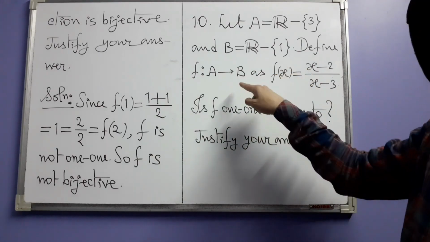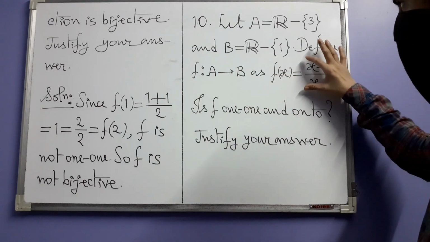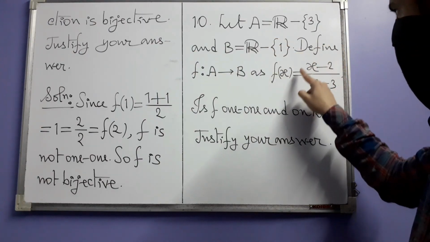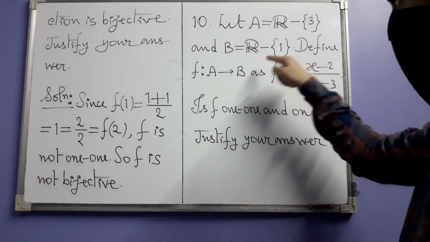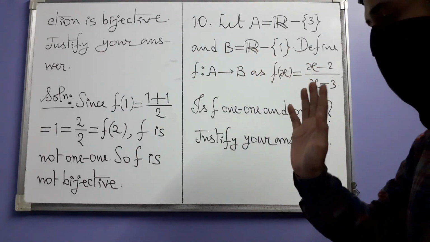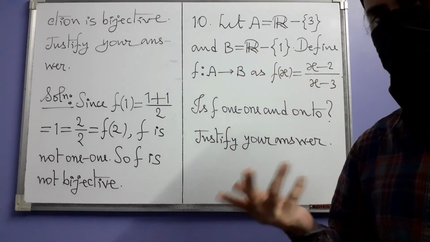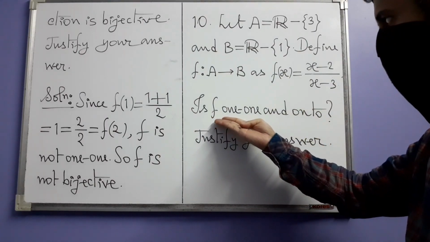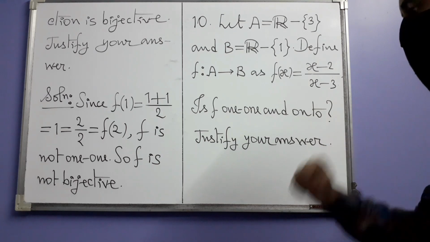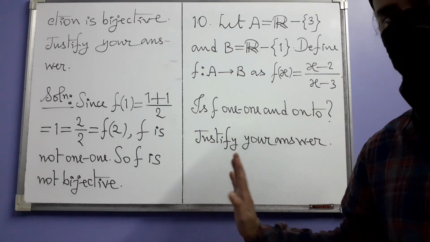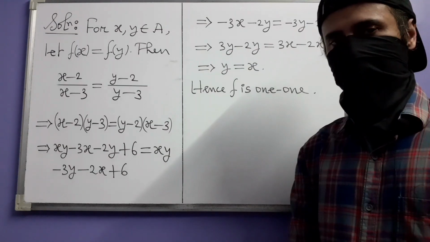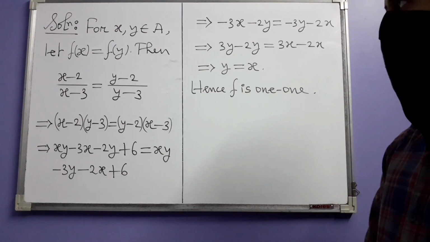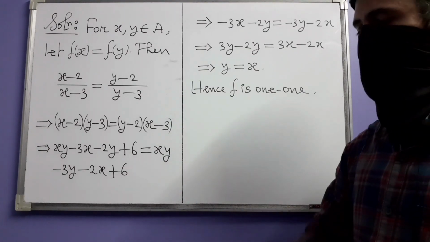It is given that it's a function, so that means you can be sure that for any x coming from A, this (x minus 2) divided by (x minus 3) really belongs to B. That means it's never equal to 1. It's actually very easy to check, but that's not our aim. Our aim is to decide whether f is 1-1 and onto with justification. The truth is that the function actually is 1-1 and onto. It's a bijection. So we first go for 1-1-ness.